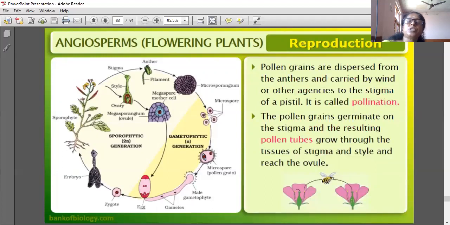Pollen grains are dispersed by the anthers and carried by other agencies to the stigma of a pistil, called pollination. Pollen grains germinate on the stigma and the resulting pollen tubes grow through the tissues of the stigma and style and reach the ovule.